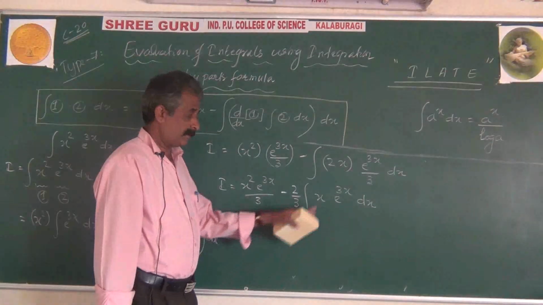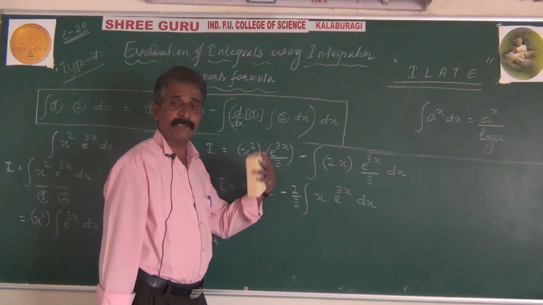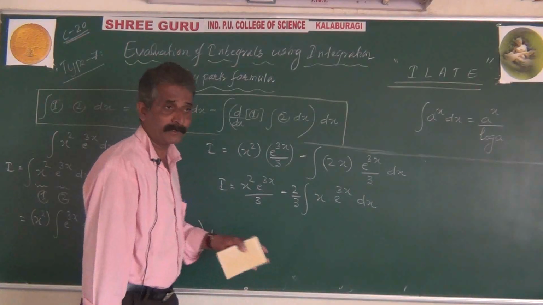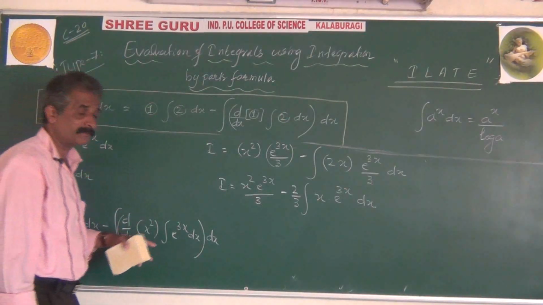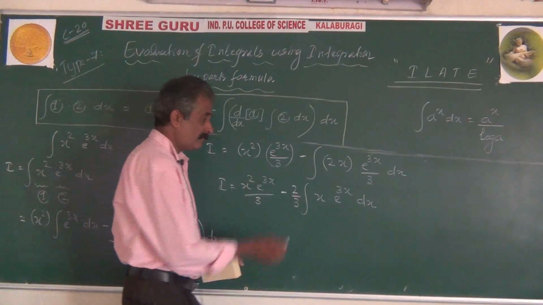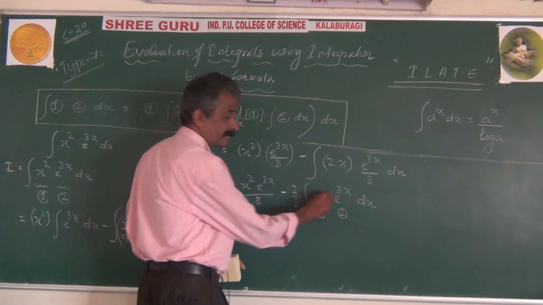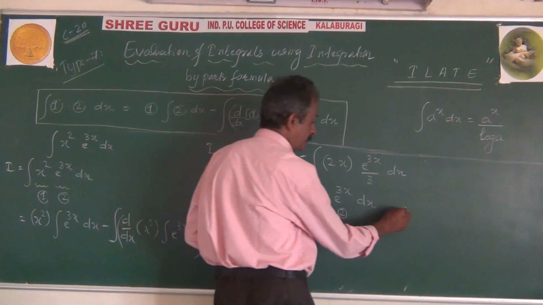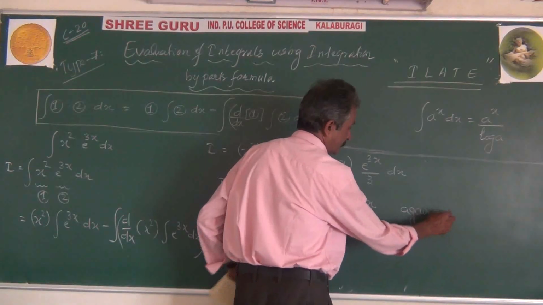Observe here, again we have a product of two functions. We apply integration by parts once again. We are applying integration by parts a second time in the same problem; you need to apply it because of the way the consequence goes. We again apply integration by parts: first function x, second function e power 3x.